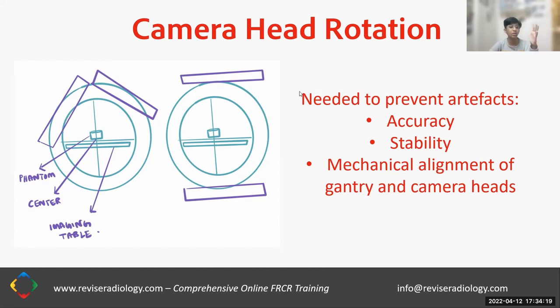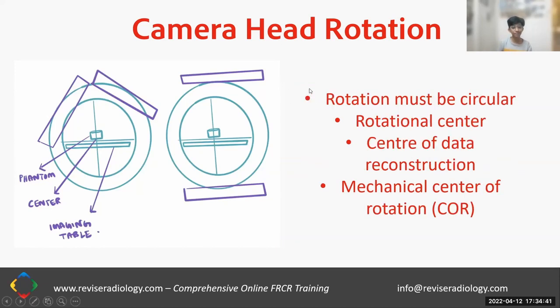So what do you need in order to prevent artifacts which arise due to the camera head rotation? You need the cameras to move accurately and also stably. And the mechanical alignment of the gantry and the camera heads is extremely crucial. So there's a really massive mechanical component which decides whether you're getting good images or not. The rotation must be perfectly circular, and the rotation has to happen around the rotational center. So the centers that we're talking about here are the center of rotation and also the center of data reconstruction.